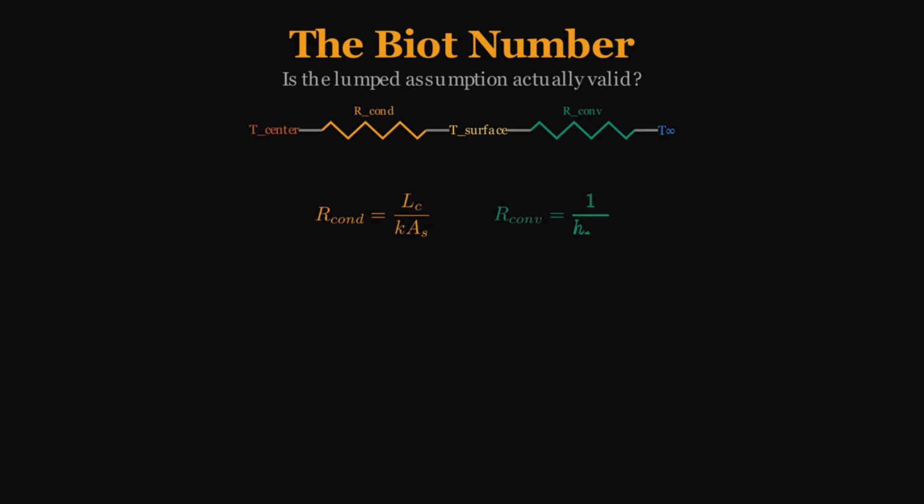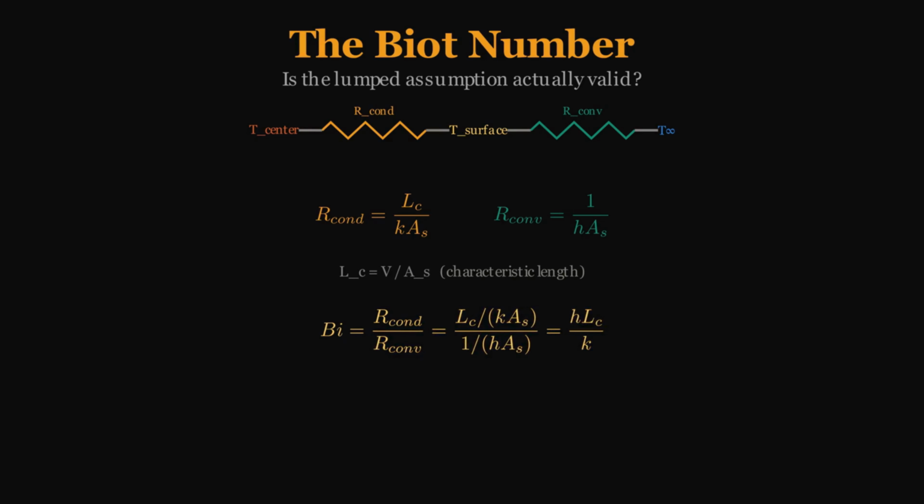Conduction resistance is Lc, the characteristic length, divided by k times As. Lc itself is volume divided by surface area. Convection resistance is 1 over h times As. The Biot number is defined as exactly this ratio, R conduction over R convection. The surface area As cancels out neatly, leaving Bi equals h times Lc, divided by k.